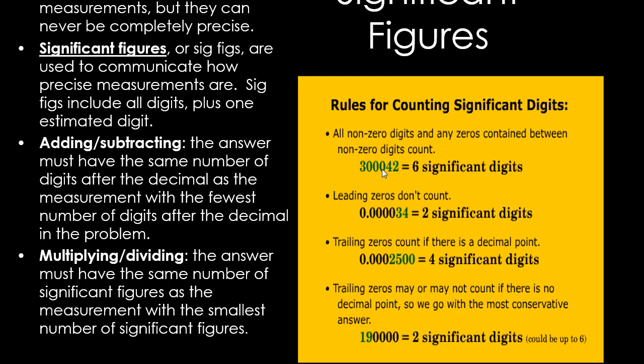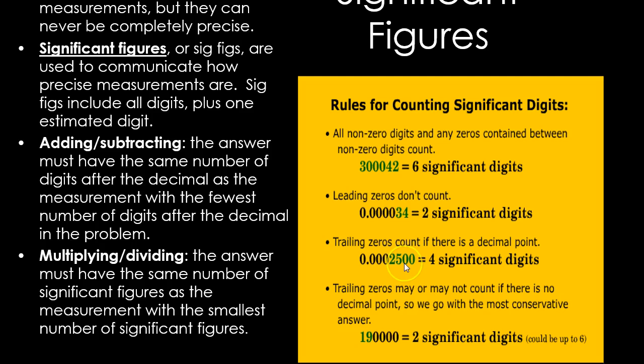In this example, on the bottom, my leading zeros don't count. That means they're just there as placeholders. So the 0.0000 are not considered significant because they're just there as placeholders. In this example, only 2 of the numbers are considered significant, and that's the 3 and the 4.